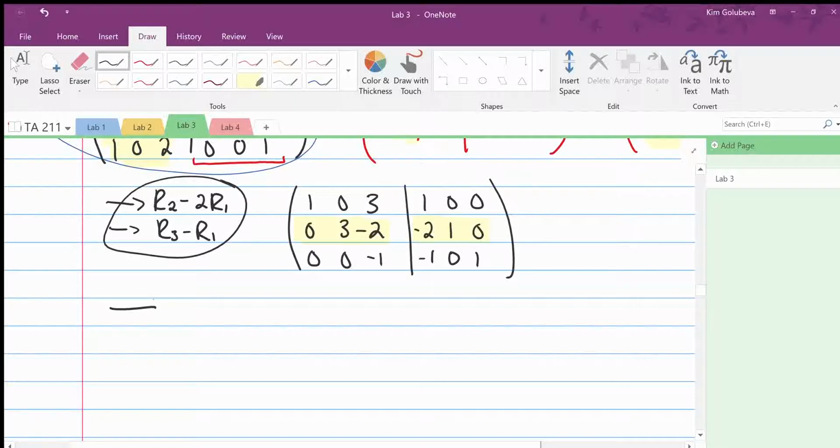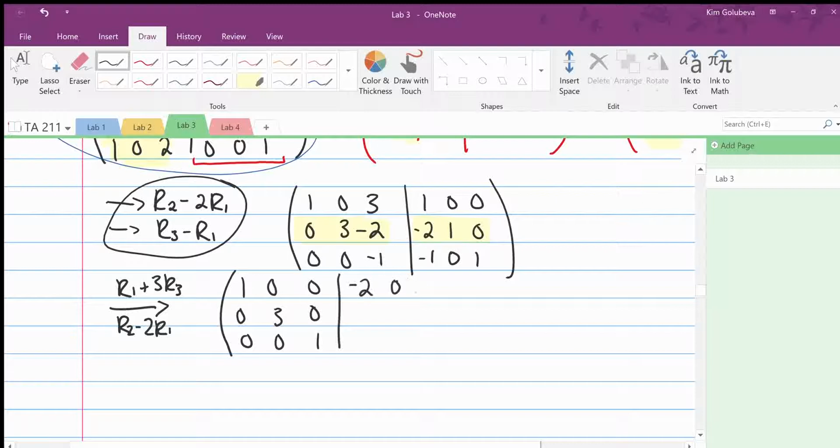My next row operation, I will do row 1 plus 3 row 3 and row 2 minus 2 row 1. So I end up with 1, 0, 0, 0, 3, 0, 0, 0, 1. And then I carry that over onto this side also.